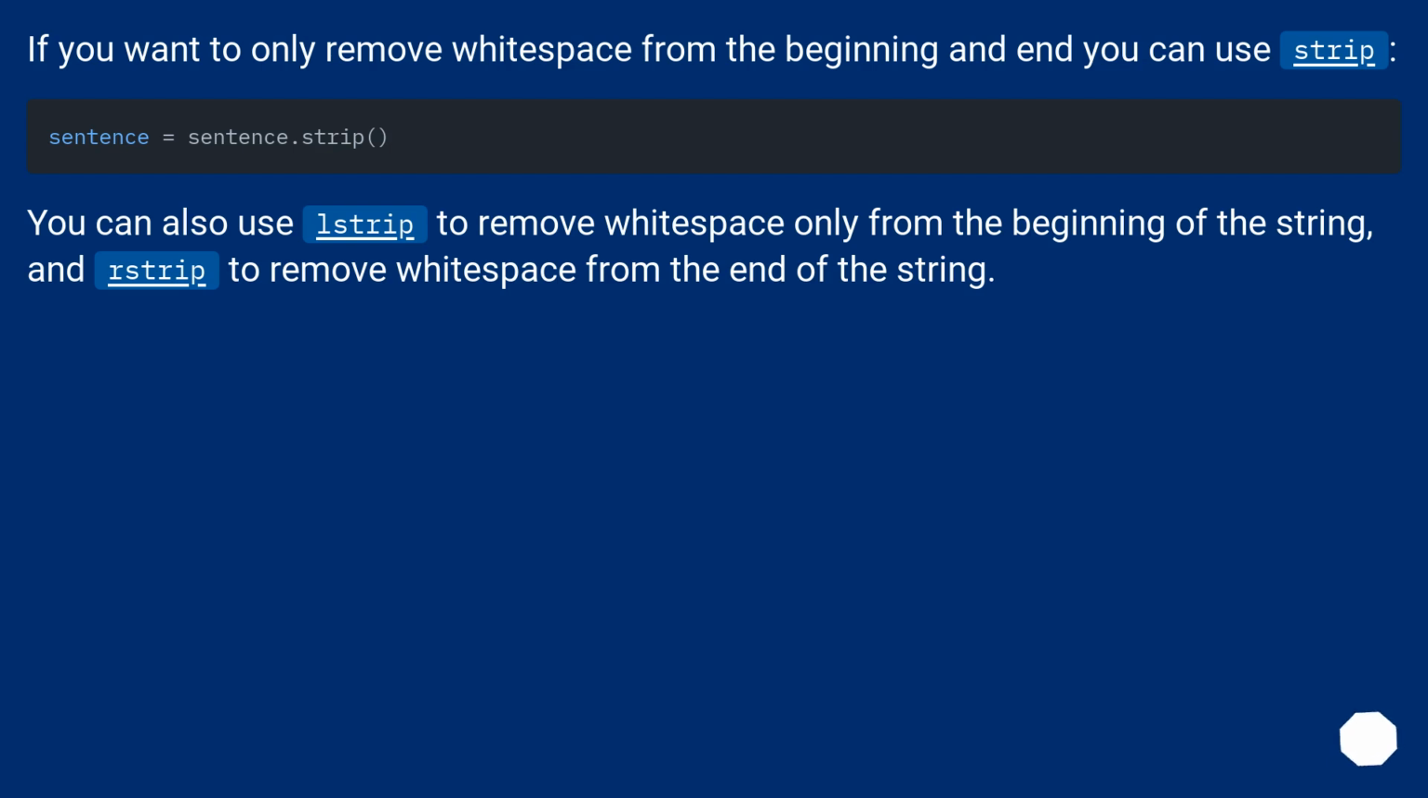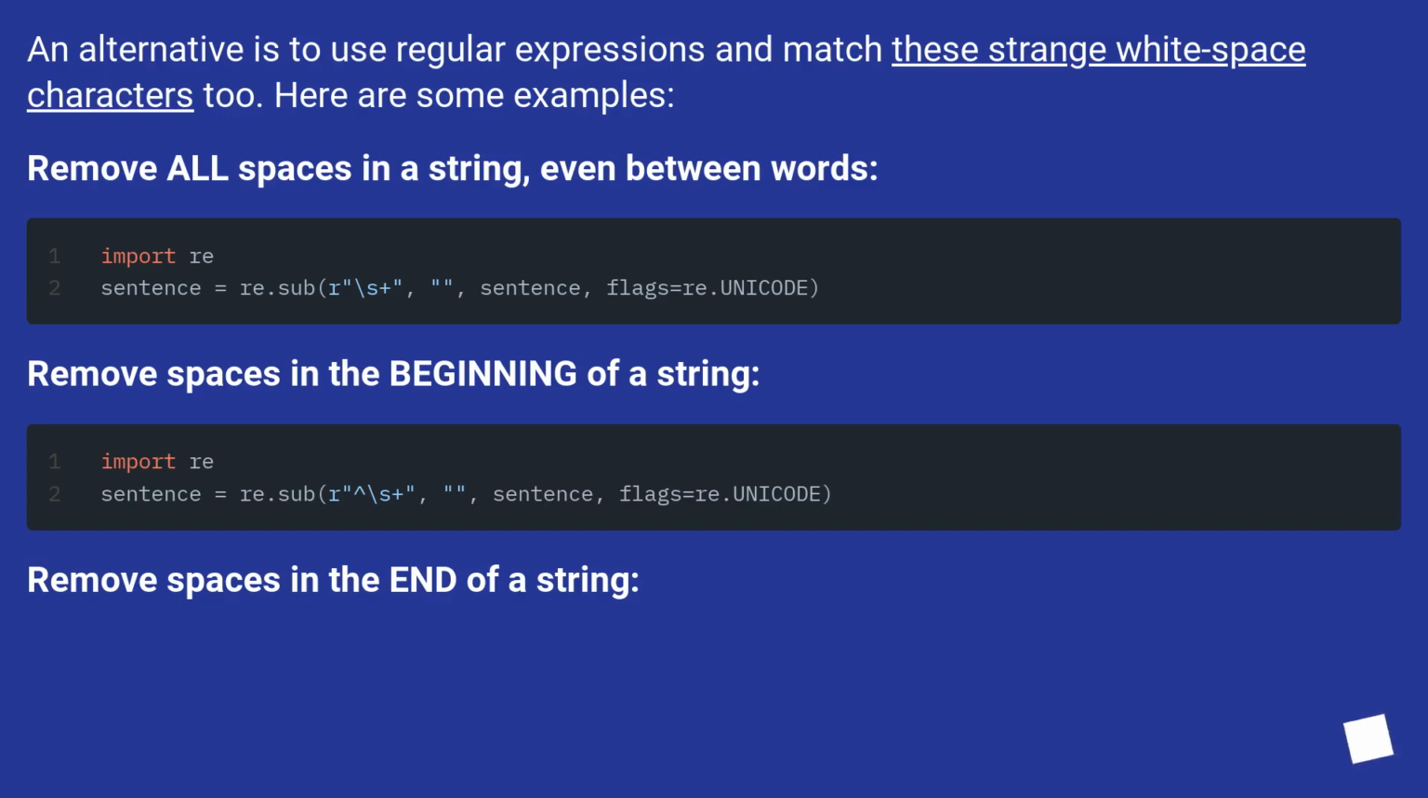If you want to only remove whitespace from the beginning and end, you can use strip. You can also use lstrip to remove whitespace only from the beginning of the string, and rstrip to remove whitespace from the end of the string. An alternative is to use regular expressions and match these strange whitespace characters too.